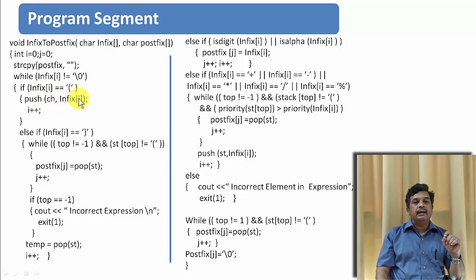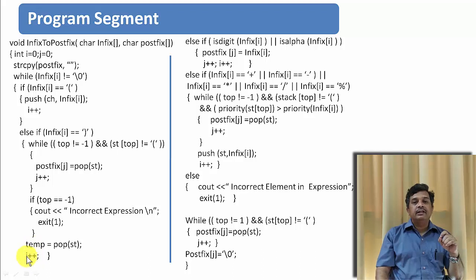If you get a right parenthesis and the top is not -1, it is not empty, and the top is not a left parenthesis, then what you have to do? You have to pop the stack and write it to the postfix expression, and j will be incremented. If top is -1, then you can say it is improperly parenthesized or it is not a valid expression. Otherwise, you have to pop the expression and write it in temp. i will be increased by 1.